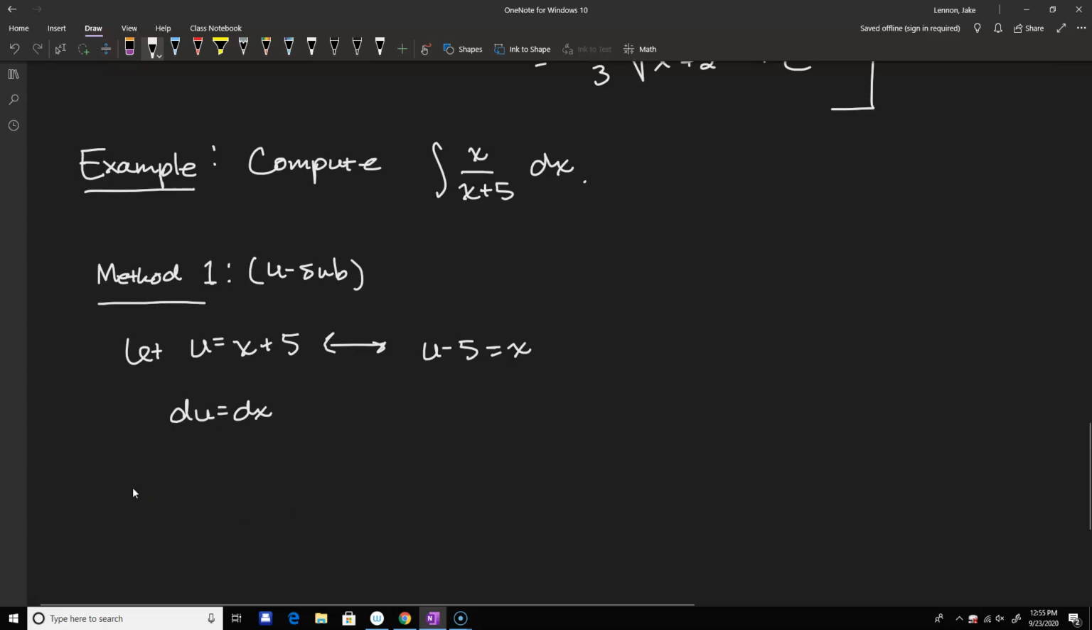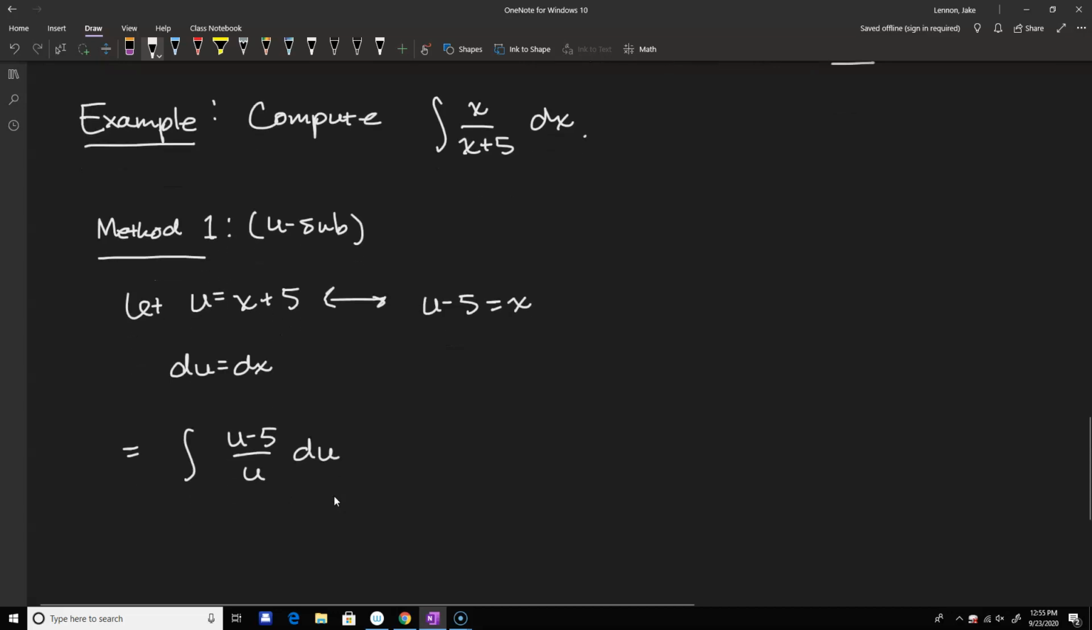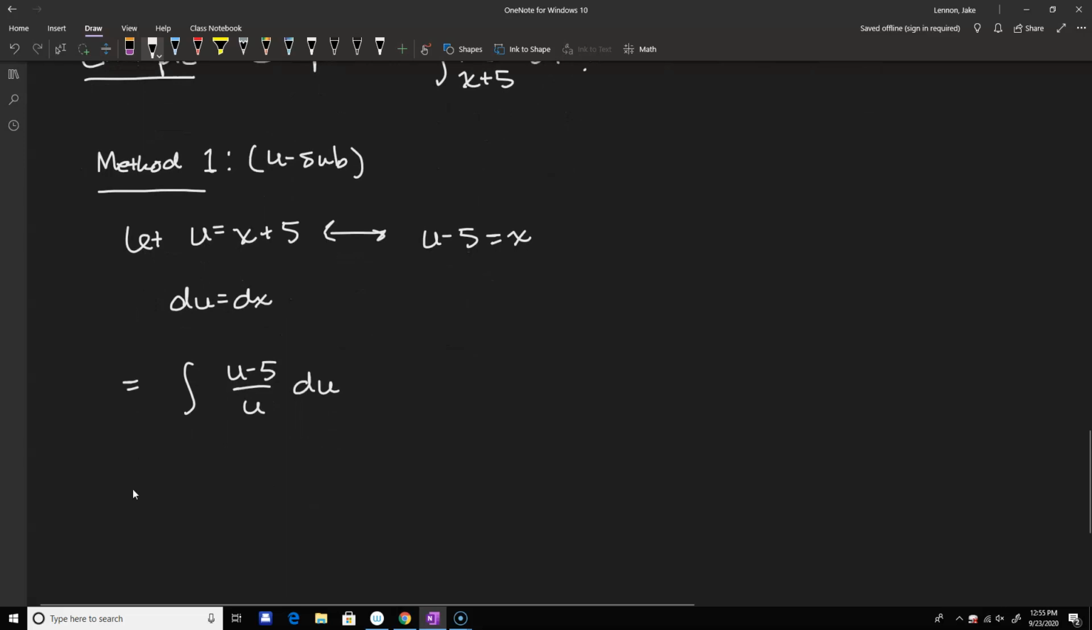So now our integral becomes the integral of u minus 5, replacing the x on top, and u replacing the x on bottom, and then du and dx are the same, so you can replace dx by du. And now this can be computed using the common denominator trick. U over u is equal to 1 minus 5 over u du. And this is pretty easy to integrate.